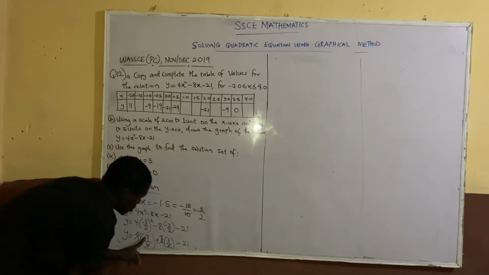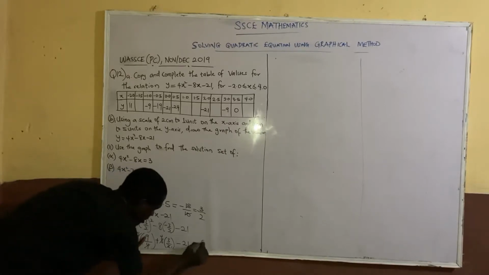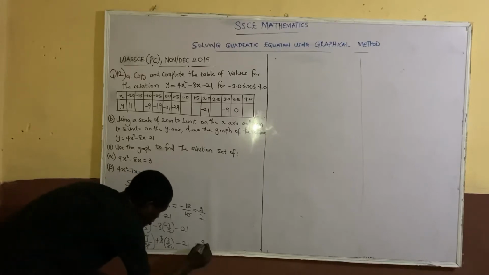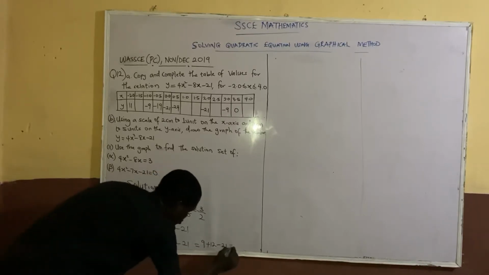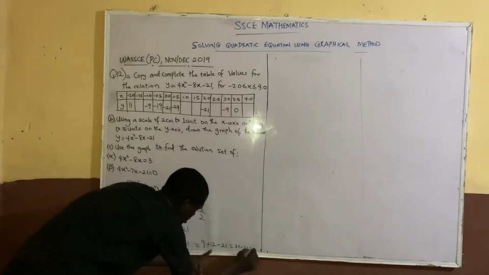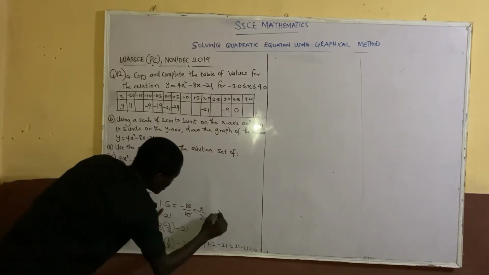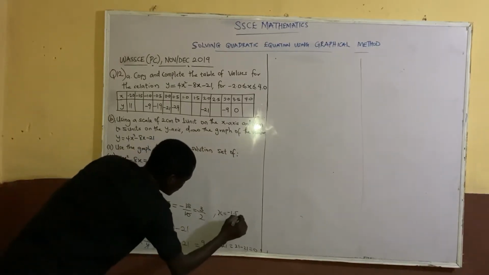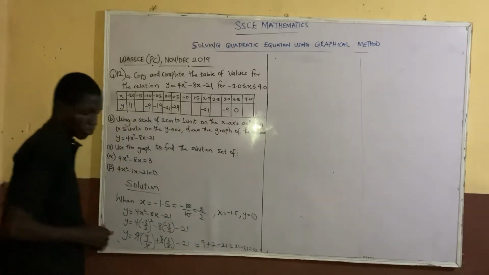So what do we have here now? We have 9 plus 4 times 3, which is 12, minus 21. You see it very well: 9 plus 12 will give 21, and 21 minus 21 will give 0. So at x equals minus 1.5, y is equal to 0.